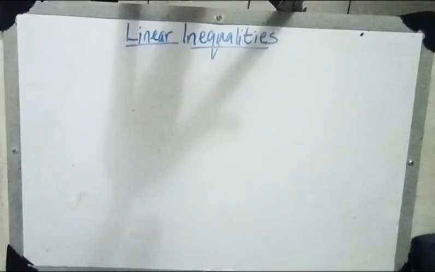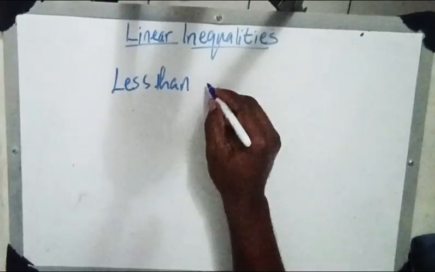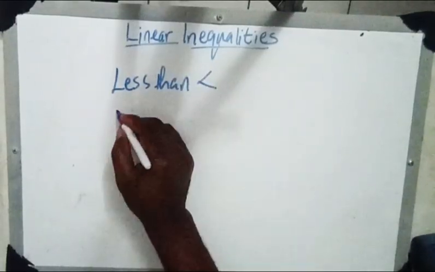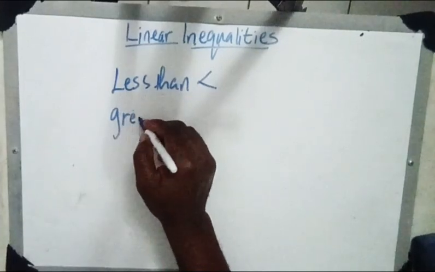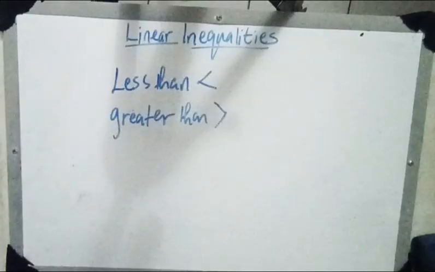All right, so as you can see, we have linear inequalities, and that's what we're considering today. An inequality is a statement which compares two expressions which are not equal. Usually the symbols we use in an inequality are less than or greater than. When it is less than, it is represented by this symbol, and when it is greater than, it is represented by this symbol.